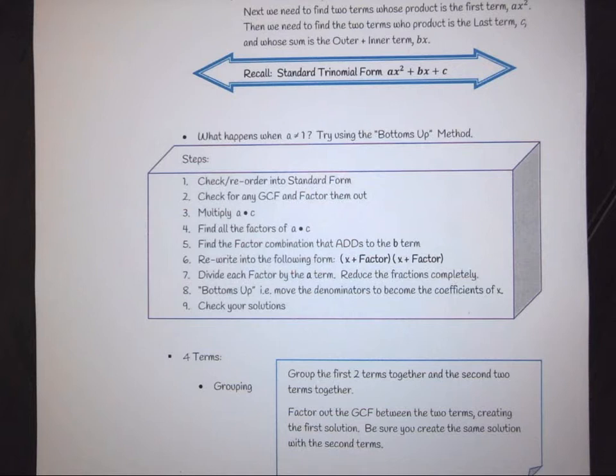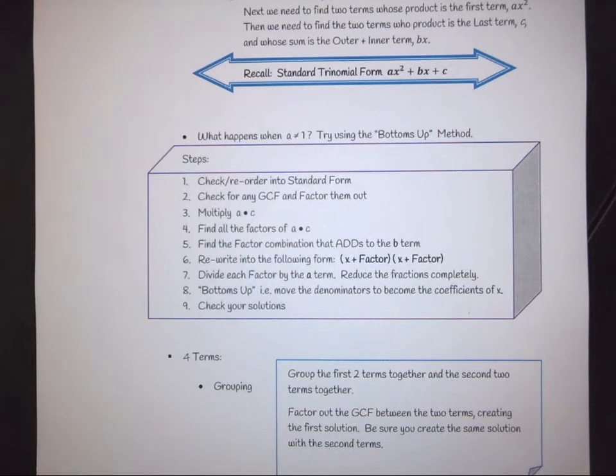The method itself says you are going to take your numbers. So we're going to take your A term and multiply that by the C term. You are then going to find all of the factors of that new term, i.e. the value you get when you multiply A and C together. You're going to rewrite into the following form: x plus factor, and those factors have to add together to give you the B term.